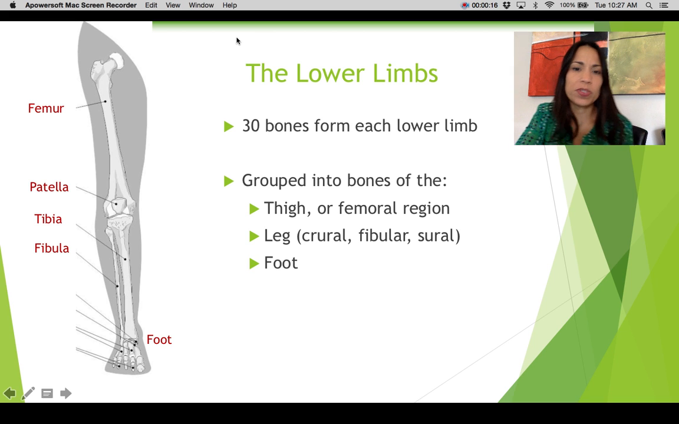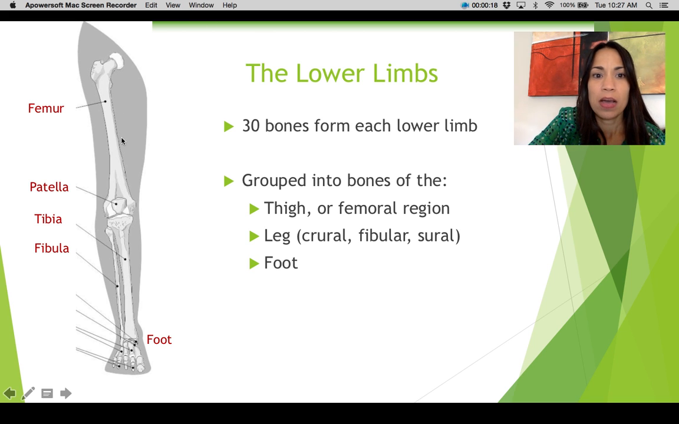Okay, the lower limbs. The lower limbs consist of 30 bones, just like the upper limbs. Almost the same structure. We're going to add one bone at your knee, but instead of eight carpal bones, we have seven tarsal bones. So we end up having again 30 bones on each lower limb. And they're grouped into three sections, just like the upper limb.